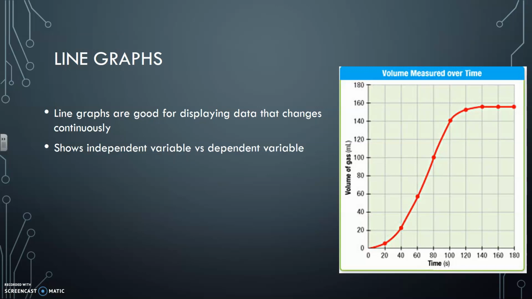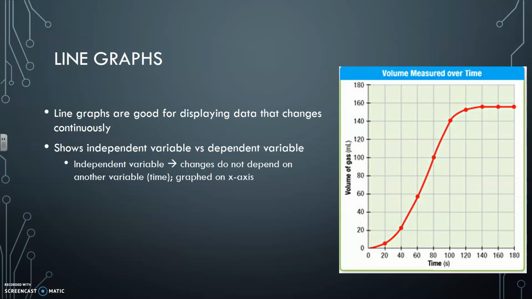Dependent variables change because of the independent variable. All right. So an independent variable's changes do not depend on any other variable. So in this example, it's time. Whenever you have time in your experiment, that's one of the things that you're measuring, that will be your independent variable. It's pretty easy. That is one of the few that is always the independent variable.